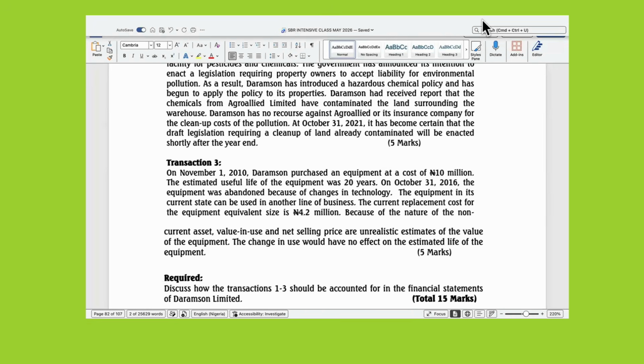We are still going to solve more questions on accounting standards. So that would expose you to different standards and how to deal with them.